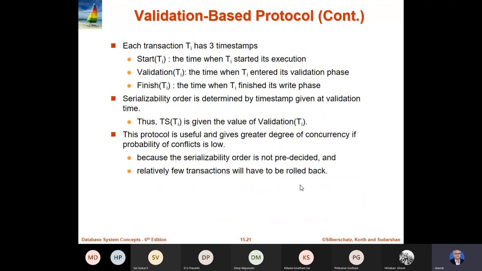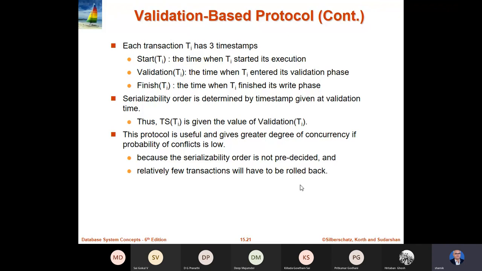So each transaction has 3 timestamps. Now you see that it is different. It has got 3 timestamps for each transaction, which is different from having a timestamp for each data item. Because in each data item, no matter whether the transactions are updating or not, you have to have all those timestamps. Here, each transaction has 3 timestamps, and as the transaction is completed, we do not need to worry about these timestamps anymore. One is Start(Ti), one is Validation(Ti), the other is Finish(Ti). Serializability order is determined by the timestamp given at the validation time. So what is Start(Ti)? The time when the transaction Ti started its execution.